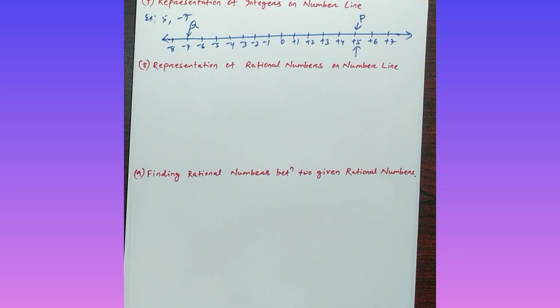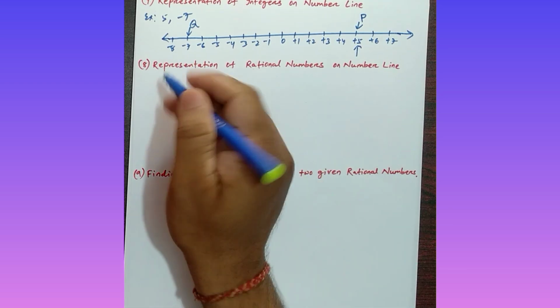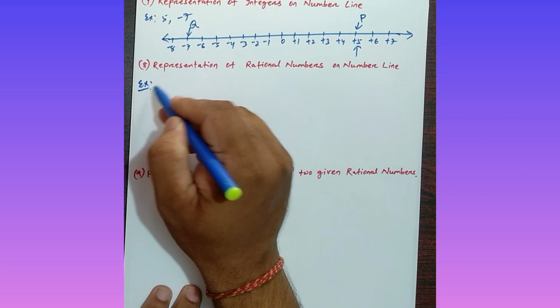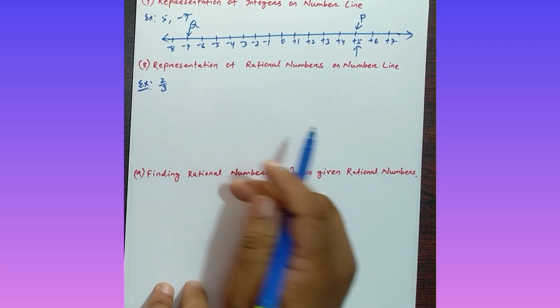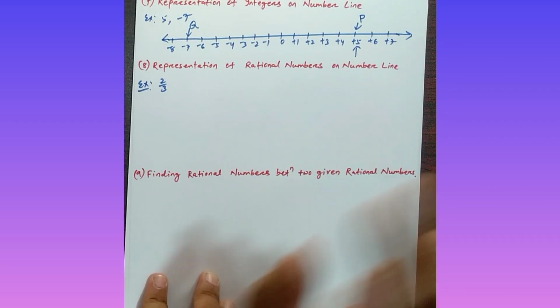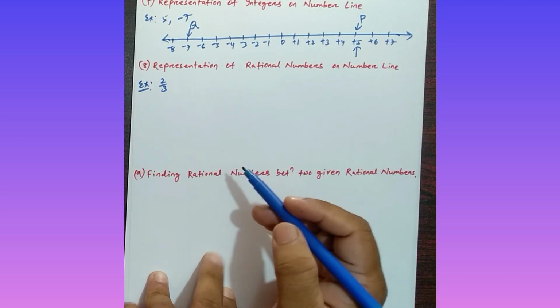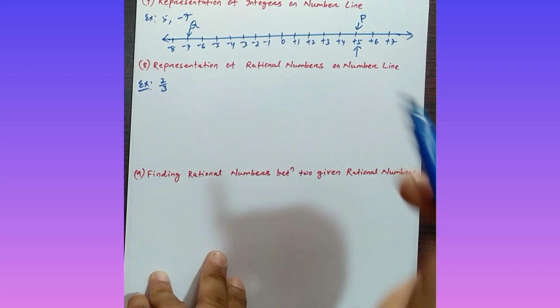The next one is the representation of rational numbers on the number line. How can we represent a rational number on the number line? What are the rational numbers given to you? Let's take one example. Let's suppose I am writing 2 by 3. So 2 by 3 is a what? Rational number. How can you represent this 2 by 3 rational number on the number line?